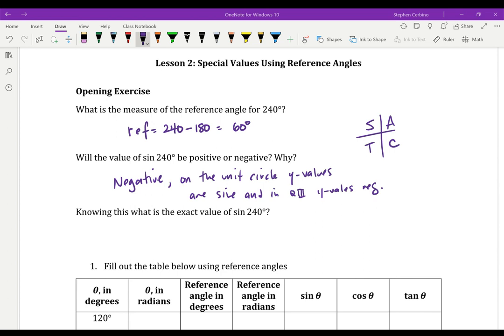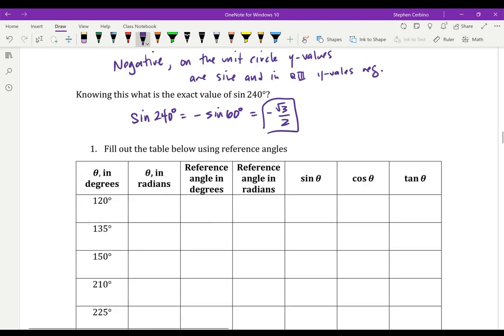Okay, so knowing that the reference angle is 60, knowing that it's going to be a negative value, what's the sine of 240? So basically, if you remember from the last part of the chapter, what we would have written would have been this. Well, now we can go one step further and say, well, I know what the sine of 60 is. So this answer is negative square root of 3 over 2. This idea is what we're going to do in this big chart.